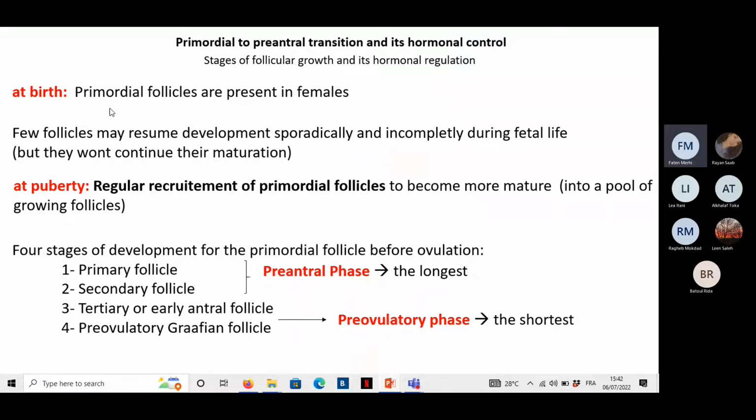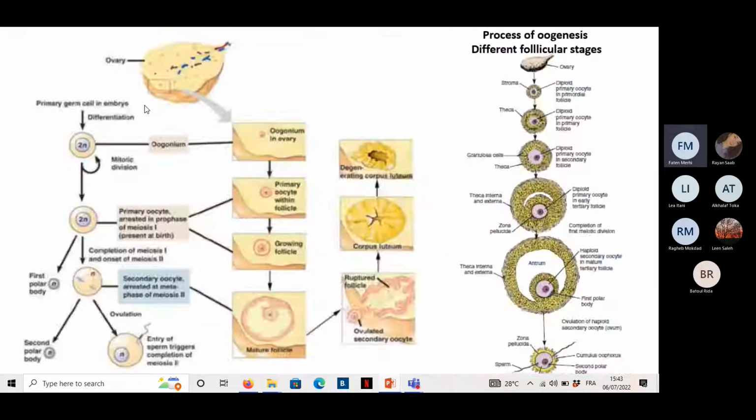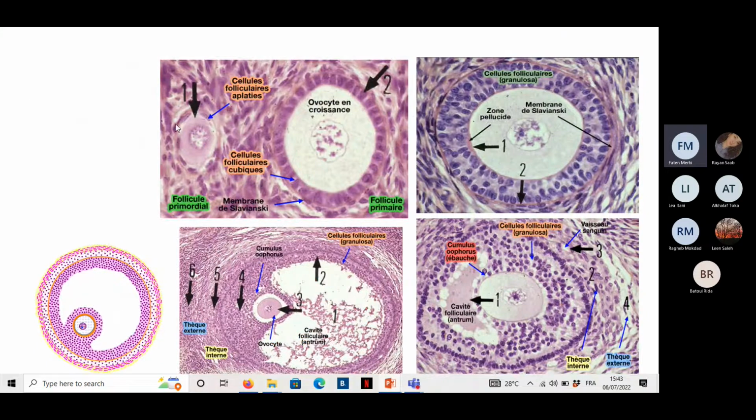Now we will move to talk about the different stages of follicular growth and its hormonal regulation. At birth, a female, as we have said, has only primary oocytes, and those oocytes are surrounded by follicular cells and are present in the form of ovarian follicles. So at birth, all of the follicles are immature and are called primordial follicles. All of the follicles in the ovaries are primordial follicles at birth.